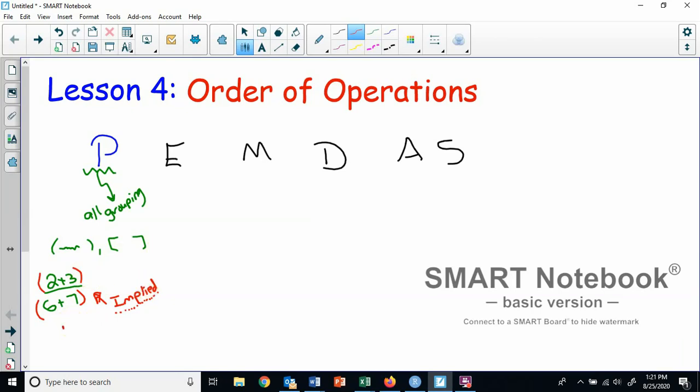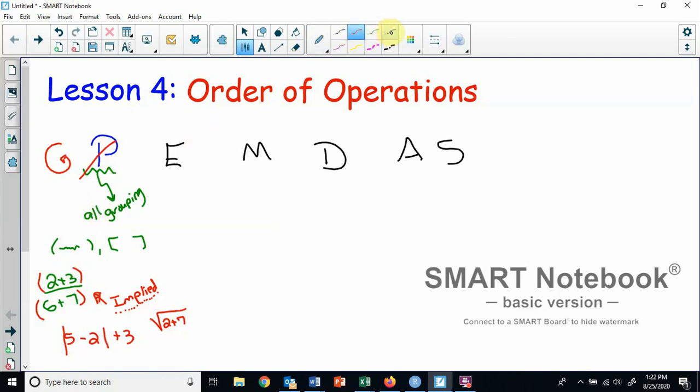Other understood grouping symbols are things like absolute values. I would do what's in there before I did anything outside of it. Or square roots. Before I try to square root things, I need to do what's inside of there. So these are the grouping symbols. Everything inside of something, sometimes you don't even see the grouping symbol. So P really should probably be G for groupings. So that's the first way it's misleading.